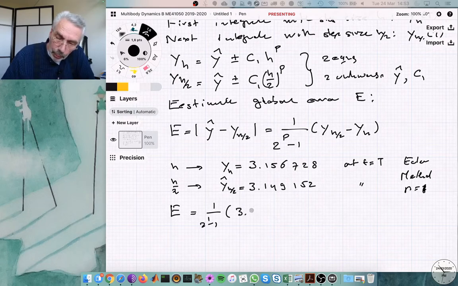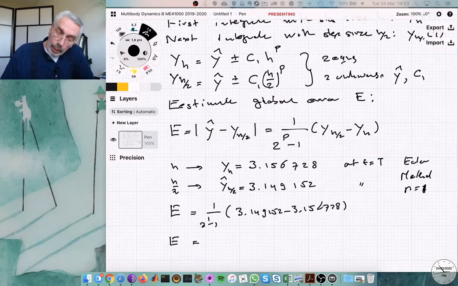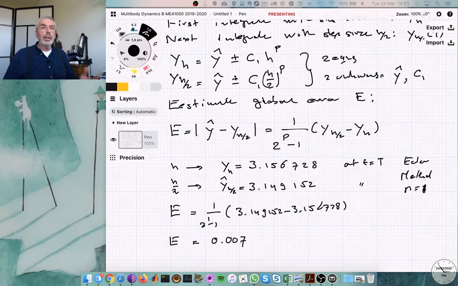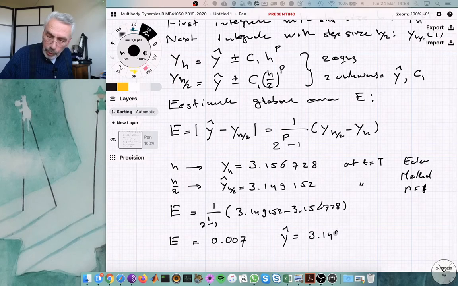So 3.149152 minus 3.15678. Well, this is a 1, so then the error estimate is, I'm not so good at doing this, 0.00 and then something, right? That's a 6, it's a 7 or something like that. So that would be my error estimate. And then which number? Well, I usually take the most accurate one. So then I would say the solution is approximately 3.149 plus or minus 0.007.